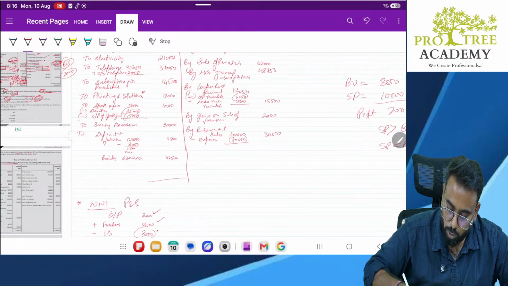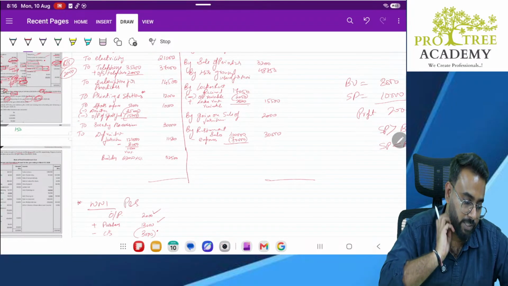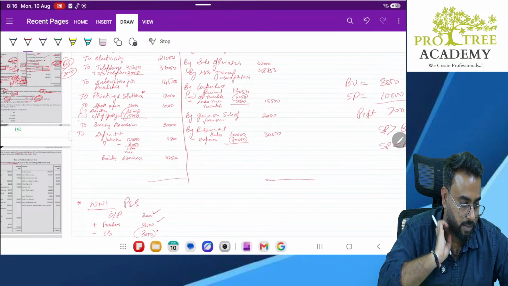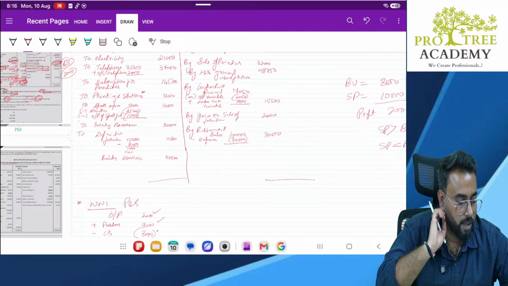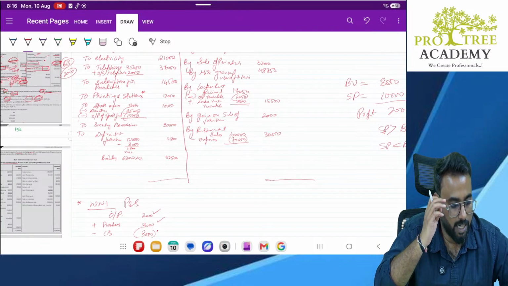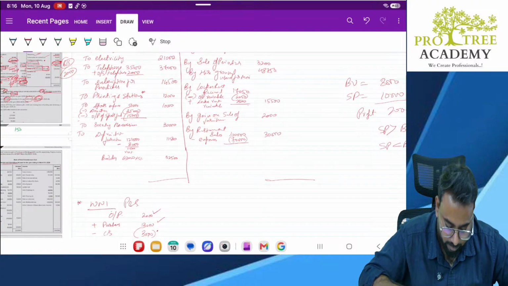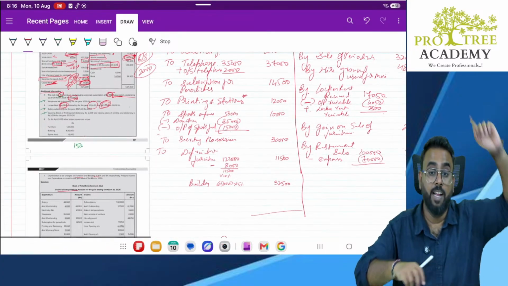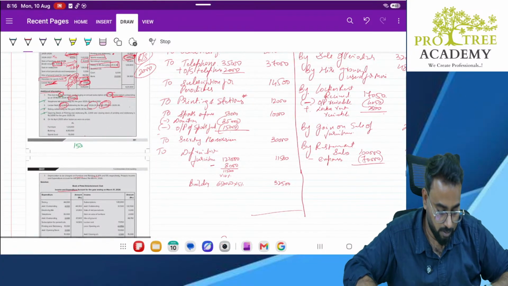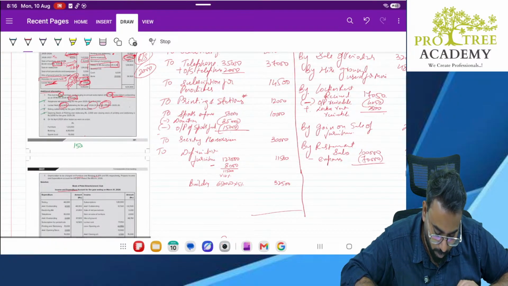So you calculate the totals, find out the deficit or surplus. Now illustration number 6 and illustration number 7 are for your homework. Try it. Of course, I will solve it, but you also try it. Illustration number 6, illustration number 7, and illustration 1 is also given as homework.